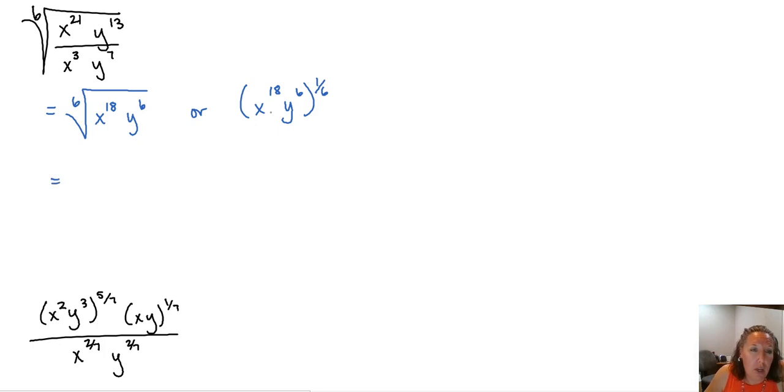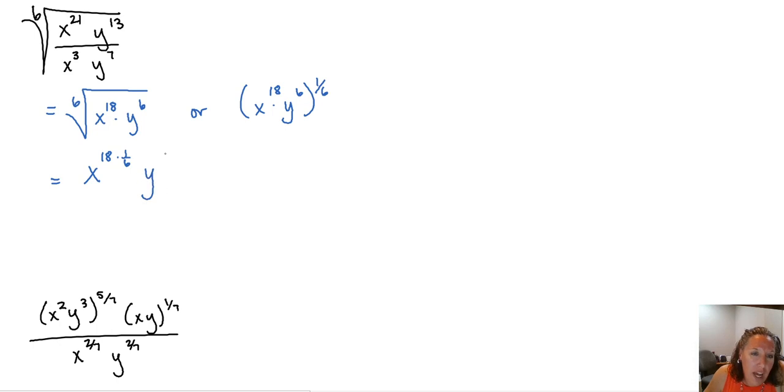So when we multiply those exponents, it doesn't matter which form we're looking at. If we take the sixth root of x to the 18th, we can look at these separately, because they are multiplied. If they were added or subtracted, then we would not be able to simplify this any further. But since they're all multiplied together, we can. So power raised to a power, we're going to multiply those exponents. X to the 18th to the 1/6 means x to the 18 times 1/6.